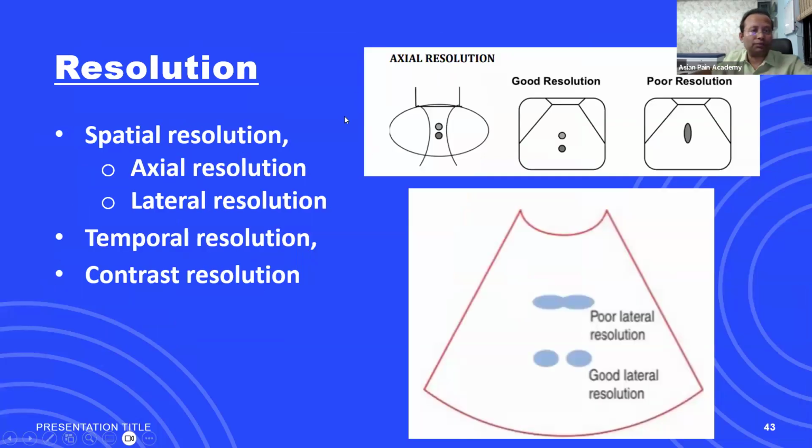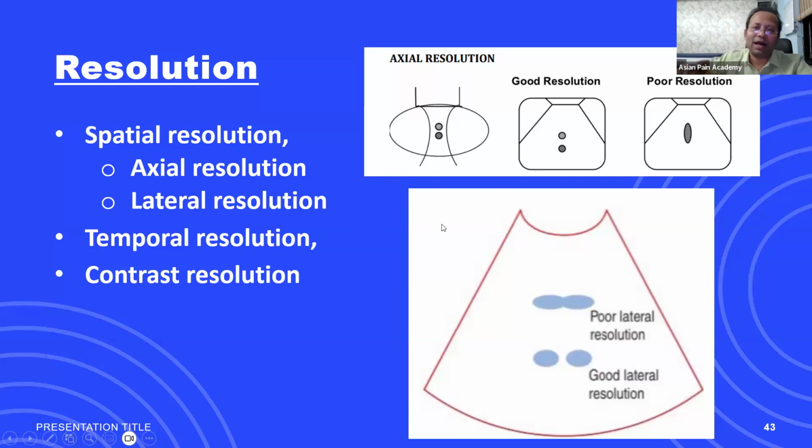Now comes resolution. All the things we have done are for seeing a structure more clearly. We have adjusted focus, we have adjusted depth, even dynamic range is possible, PGC we have adjusted. So ultimately, what is the result? The result is resolution. There are multiple types of resolution, but for our purpose, spatial resolution may be two types, axial and lateral. What is axial resolution?